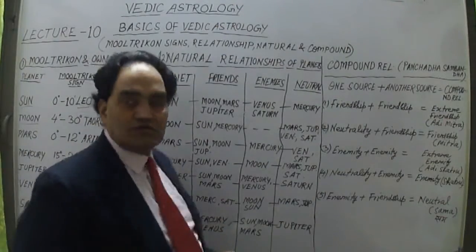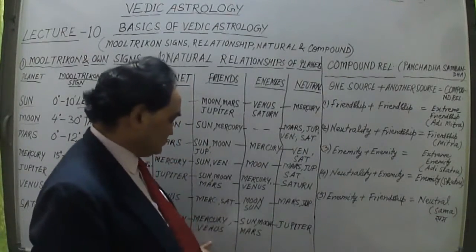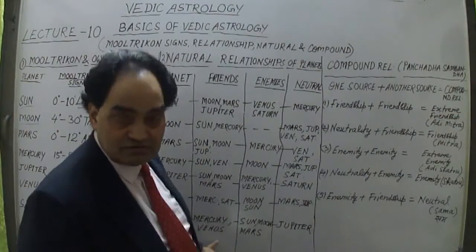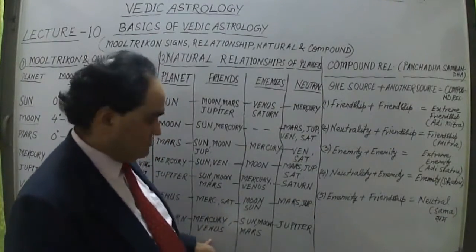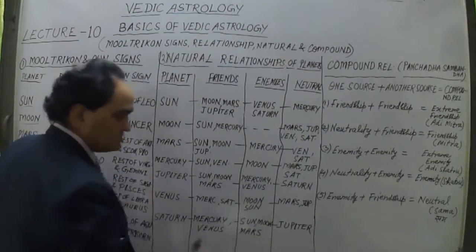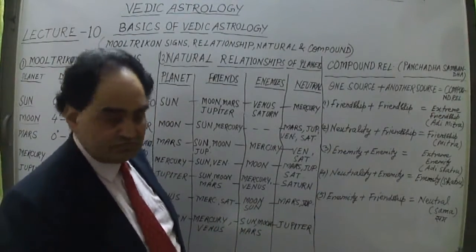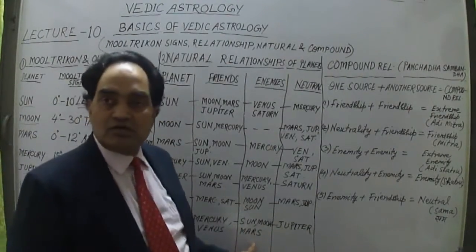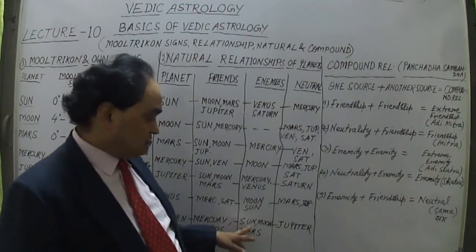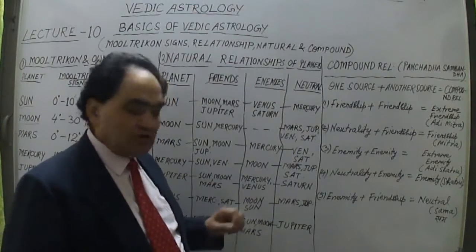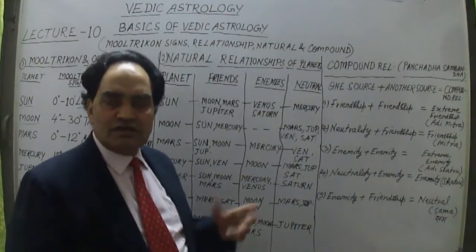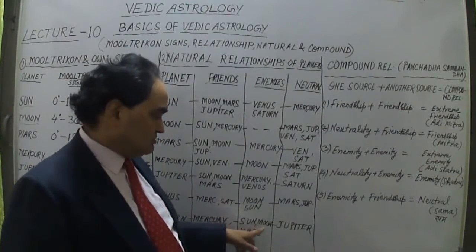Saturn then: for Saturn, Mercury and Venus, these two planets are friends, while Sun, Moon and Mars, these three, are enemies to Saturn. So Saturn has enmity with Sun, Moon and Mars.